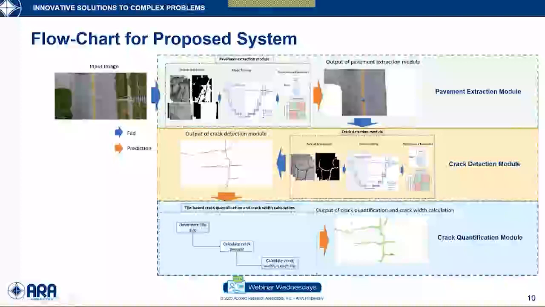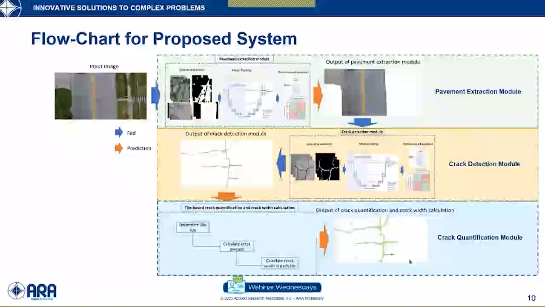This output is fed into the crack detection module, and it produces one-channel segmented binary crack images. The output of the second module, the segmented binary image, is used for the crack quantification module. The tile-based crack quantification module assesses the condition by providing the crack percentages and the crack width. The top left corner is just the input image, and the bottom right image here is the final output of the proposed system, and it generates the detailed results in CSV file format.